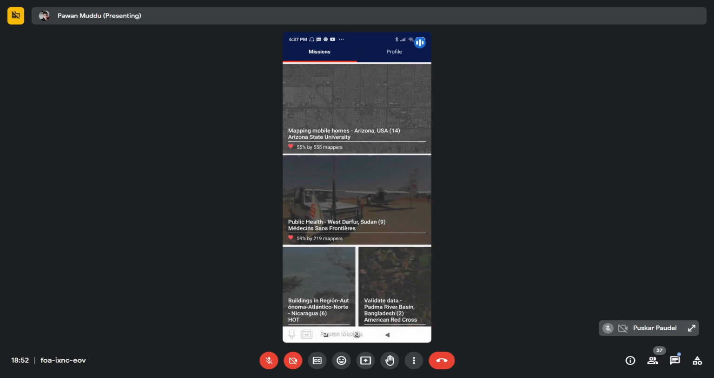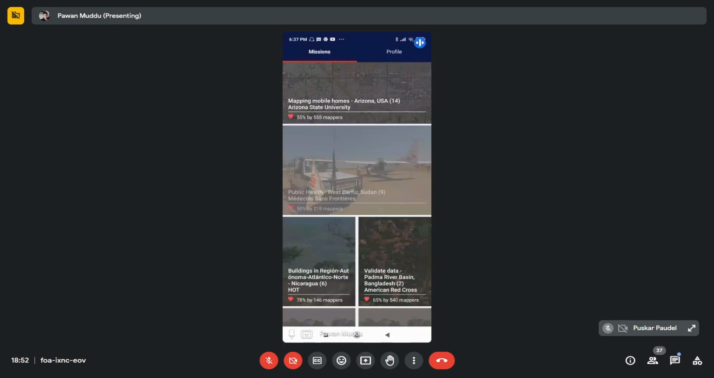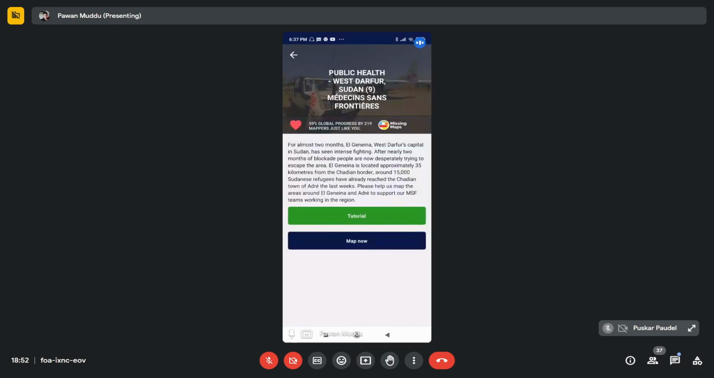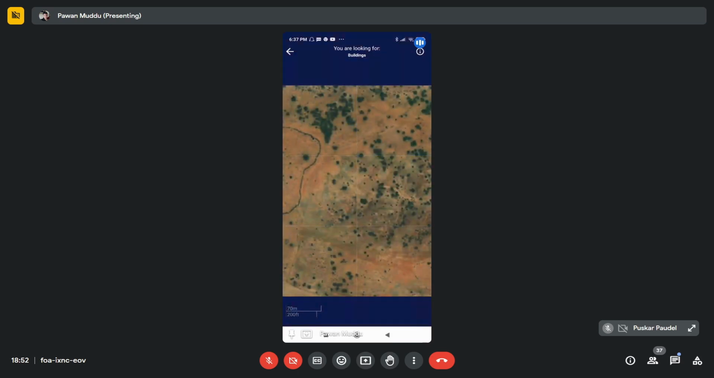Now, this mapping mission is of public health in West Darfur. What you have to do is a simple thing. I'll just show you how it works. Here you just have to say whether they're buildings or not.